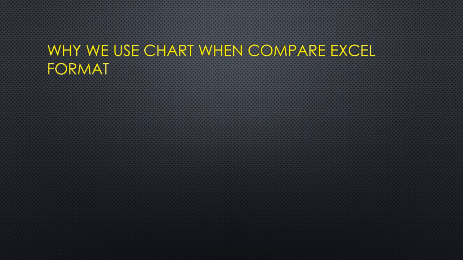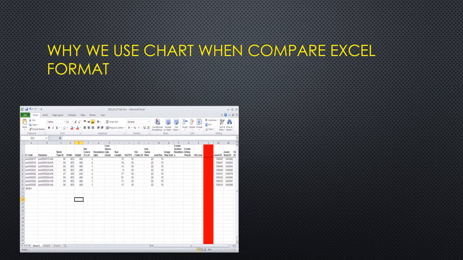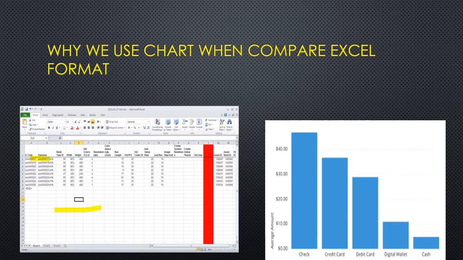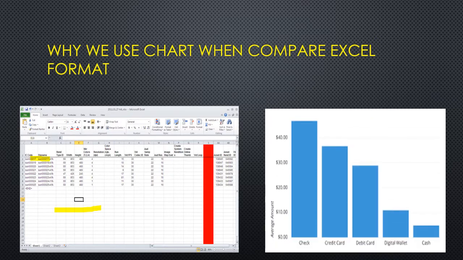For example, we can see why we use a chart compared with the Excel format. This is the Excel format, and we have a lot of data here. But here we have the bar; this is the bar chart. When we compare the two, which one is easy to understand? The bar chart is easy to understand because it is in pictorial format.